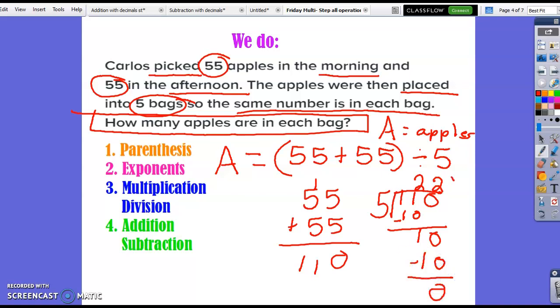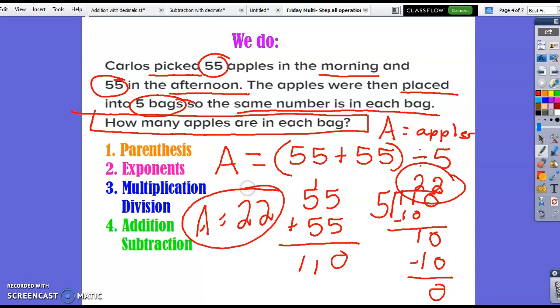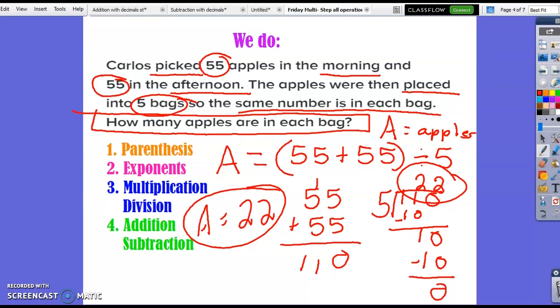So your final step, we did our parentheses, we did our division. Your final step is A equals 22. And that's what you should have gotten for your answer. We're going to walk through one more. Make sure that you have this corrected. If you did not do the steps correct, make sure that you go back and do that.